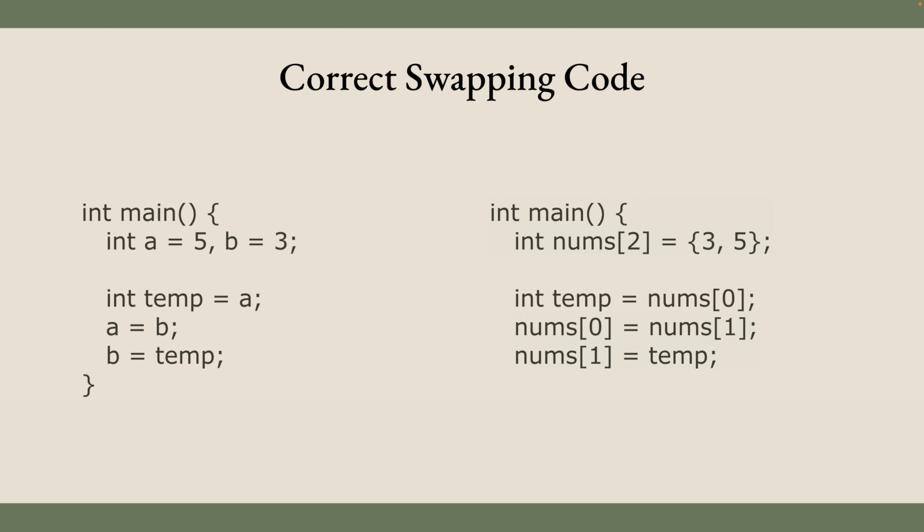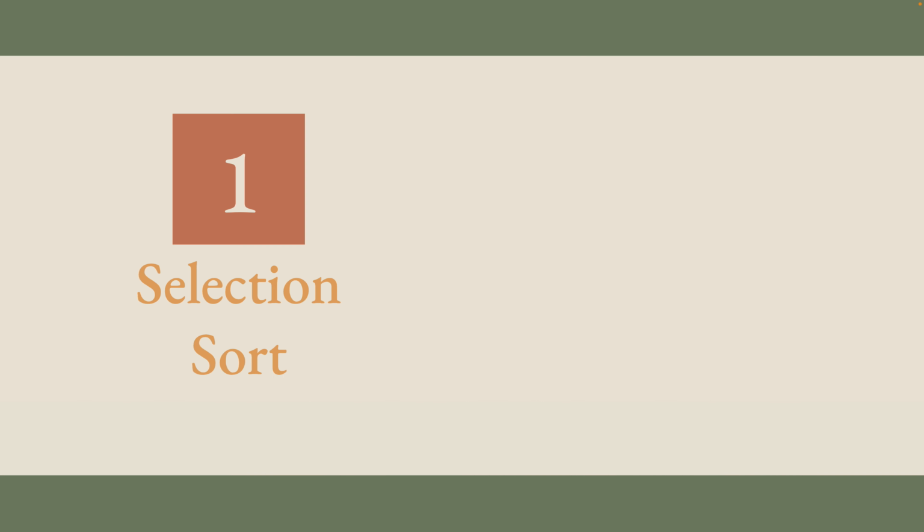So when we write pseudocode for these sorting algorithms, and I say like swap the elements at index 0 and index 1, that's essentially doing these 3 lines of code right here. Yep. All right. Cool. So let's get into the actual sorting algorithms.